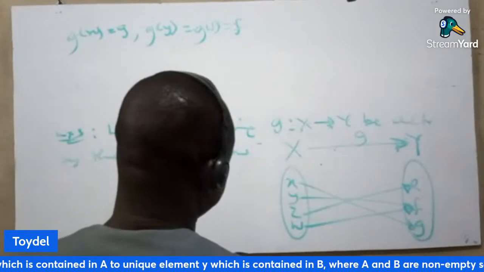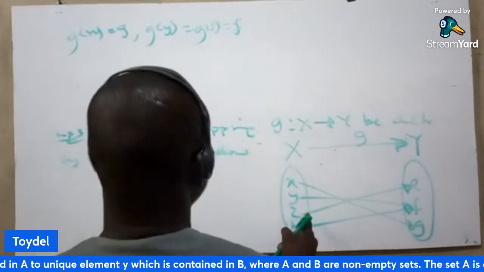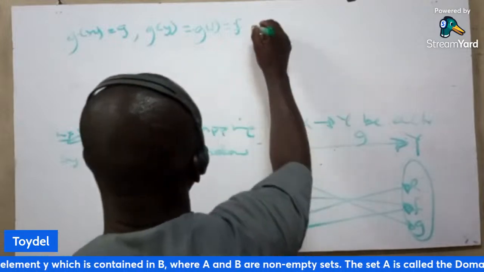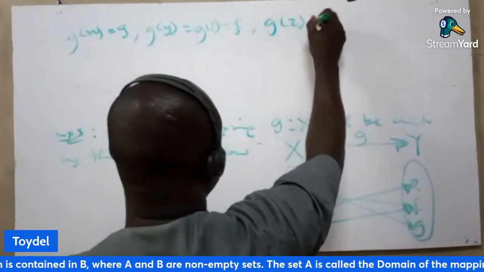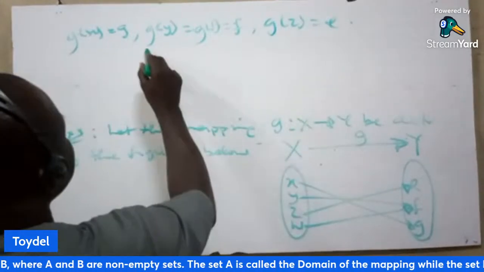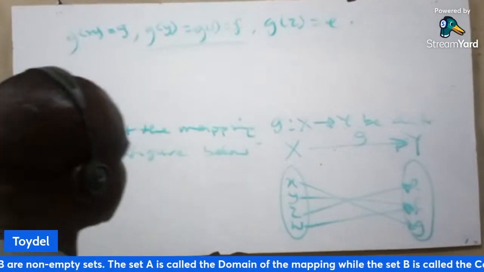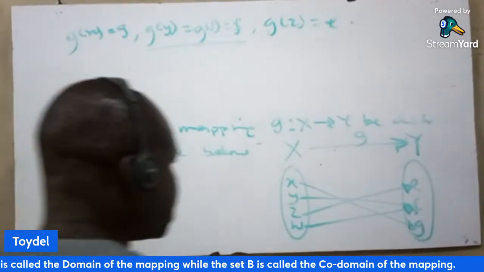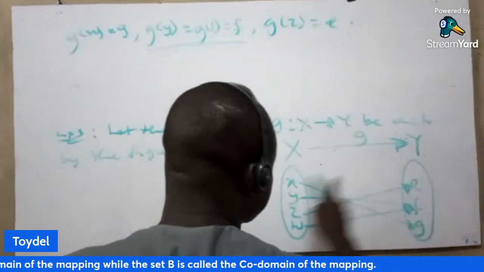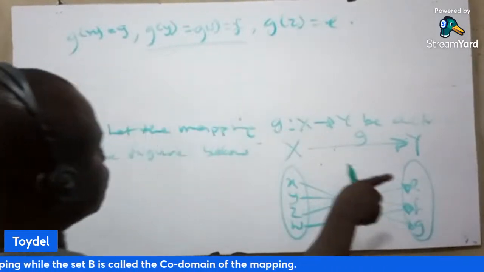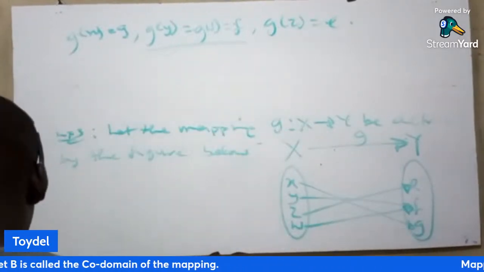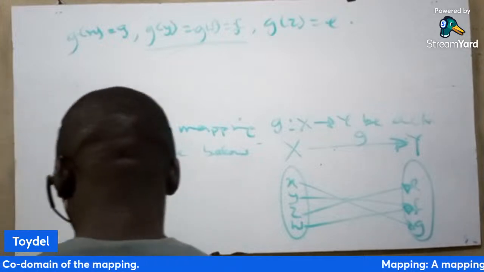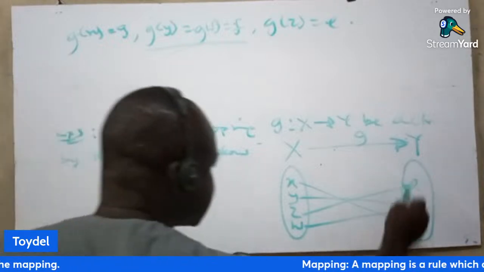Then what else? We now have Z. So G of Z is equal to E. So look, we are able to see two elements here that have the same image at the codomain. Not only that, for all the elements in this codomain, something is being mapped into Y. So in this case now, we conclude that the range is equal to the codomain.